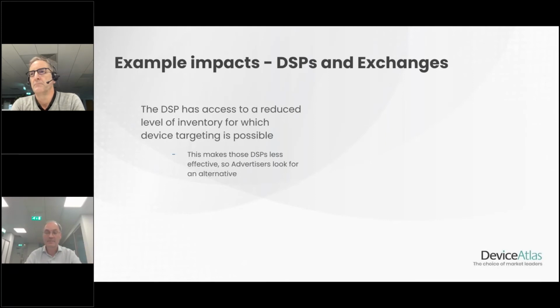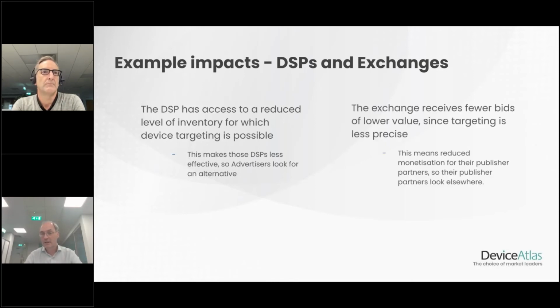So their advertising partners will be looking for an alternative. If their DSP has reduced effectiveness, their advertiser will look elsewhere. On the exchange side, the exchange will receive fewer bids, and those bids will have lower value because the targeting is less precise. It's precise targeting that drives up bid values. And what that means is less monetization or reduced monetization for their publisher partners. So their publisher partners will look elsewhere for somebody who can monetize their content better.